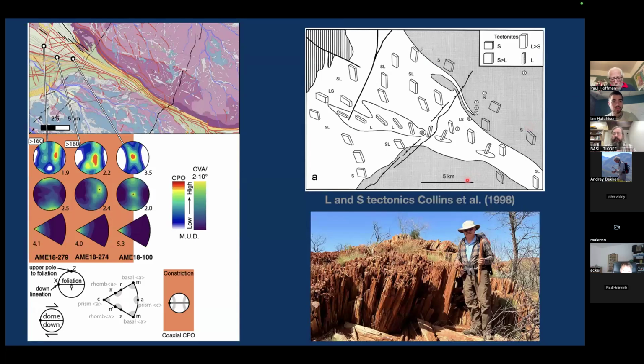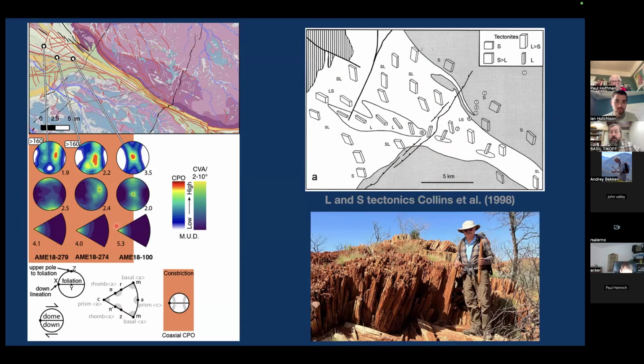Now we're going to get a little bit into the Collins et al. model. What they did in a 1990s paper is they looked for the fabrics in this zone and found an area of high constriction. They said this might be a zone where things are getting pulled down into a zone of sinking associated with the sagduction or convective overturn. When we do the fabrics there, we get good constrictional fabrics.